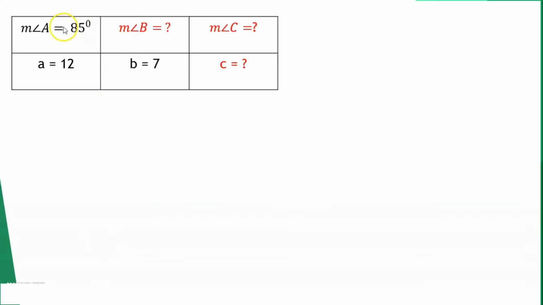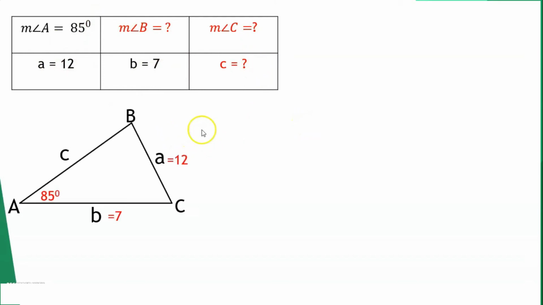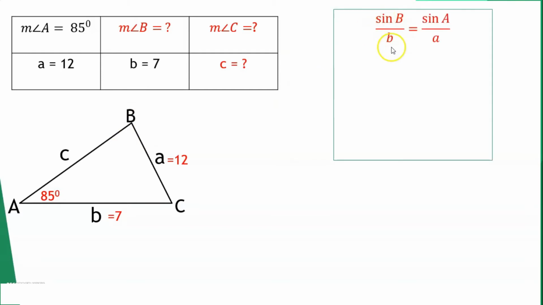Okay, another given. A triangle with angle A as 85 degrees, side A as 12, and side B as 7. So find the rest of the missing properties. Sketching this one, we will get this. We will solve first for angle B. With that, we'll get this ratio as sine B over B is equal to sine A over A. Substituting, side B is 7, angle A is 85 degrees and side A is 12.